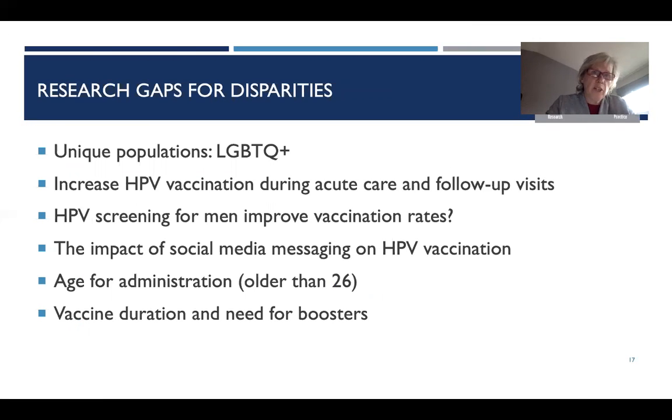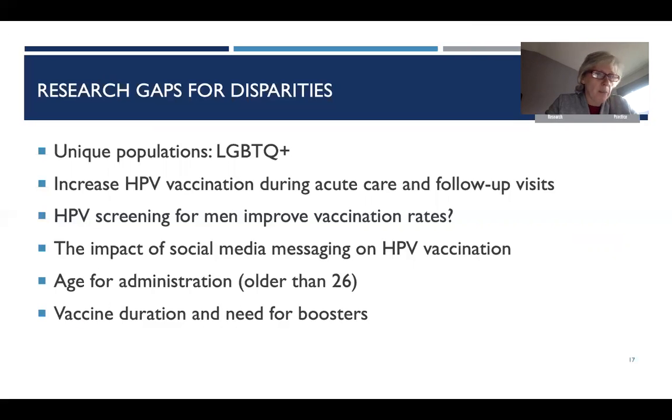So when I thought about research gaps for disparities, I really felt like as I went through the literature, there was a lack of studies on unique populations really specific to the LGBTQ plus groups. They did have limited data on lesbian women and transgender female to male, but most of those were case studies or descriptive data. So we really need to increase the quality of the studies that we're using on this group.